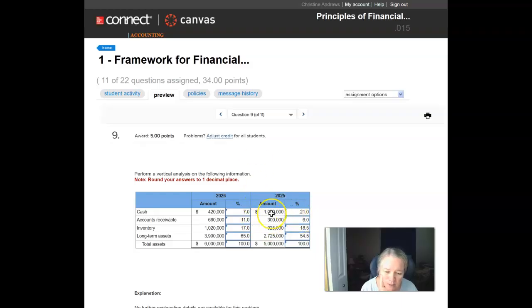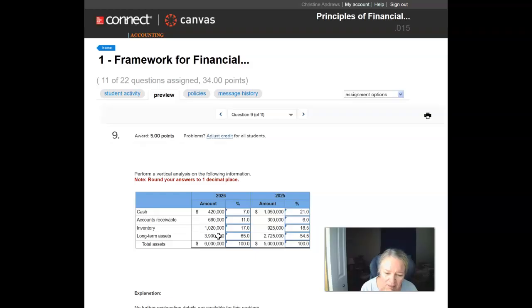What you do is you can compare, like if you compared year to year here, go from 25 to 26, and we look at $1,050,000 in cash to $420,000, it doesn't really mean much to you. Inventory from $925 to $1,020,000, that's not very different. Long-term assets, though, really increased. All right, they went from $2.7 million to 3.9.